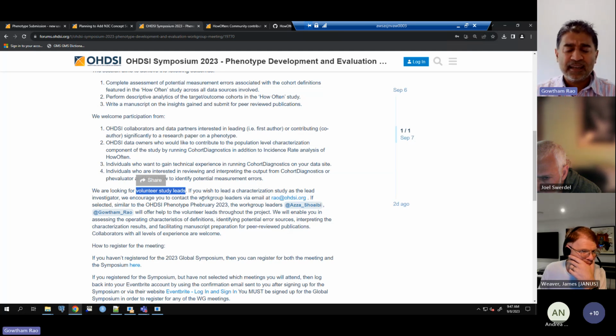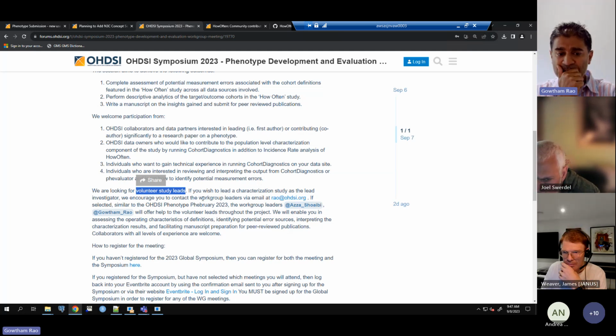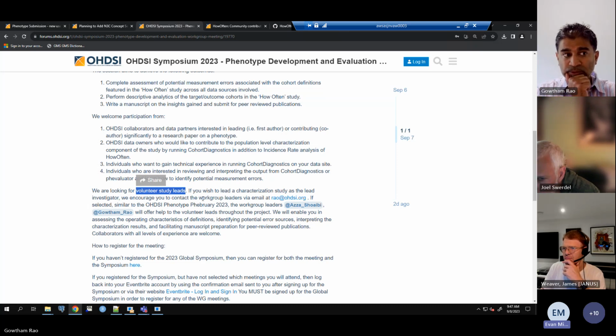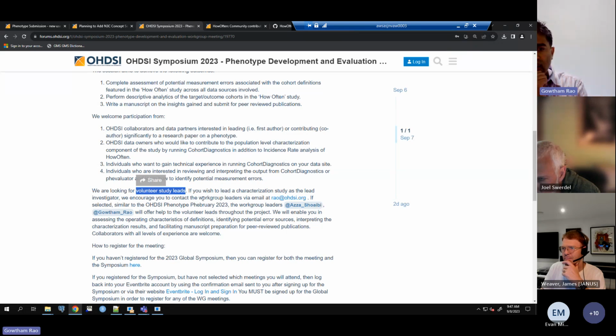So, looking for study leads, what do you think? Do you think this is something that would be interesting for the community, or do you think we should change it? 100%. This is actually the best path you could hope for deployment of a network characterization study, which is otherwise a pretty big lift for any work group on its own. So to be able to attach yourself to something like this is ideal. Excellent.